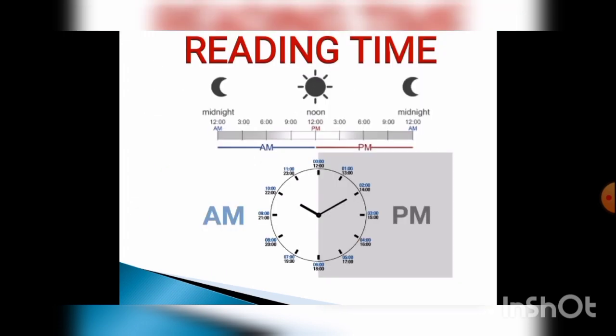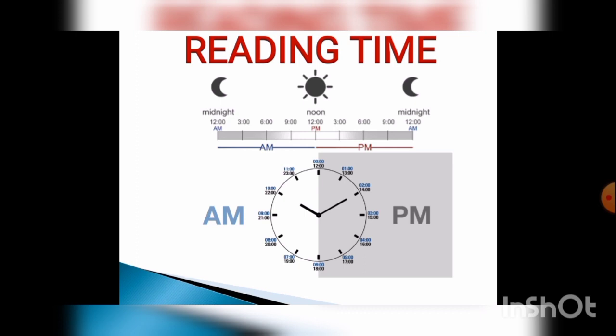Reading time. Look at the figure carefully. In this figure, here is a picture of moon, sun and then again moon. Now see the first picture. Midnight 12 a.m. Then sun, noon 12 noon. Then next is midnight at 12 again, a.m. Now look at it carefully.